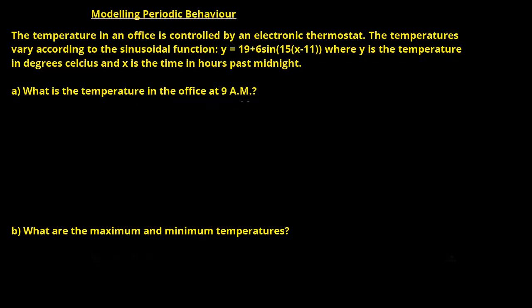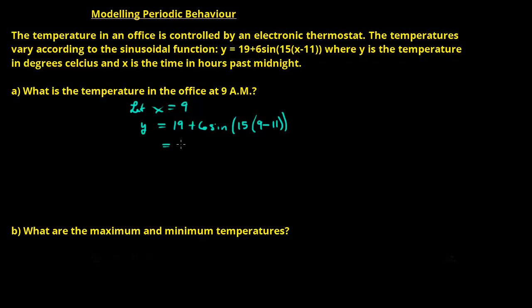So 9 a.m. is 9 hours past midnight. So in our equation, we're going to let x be equal to 9. We would then have that y would be equal to, and since y is the temperature, y is going to be equal to 19 plus 6 times the sine of 15 times 9 minus 11.